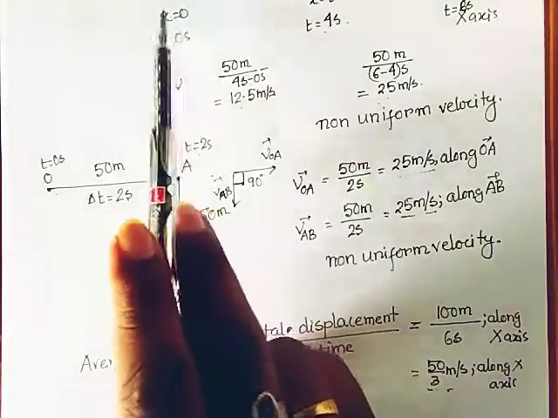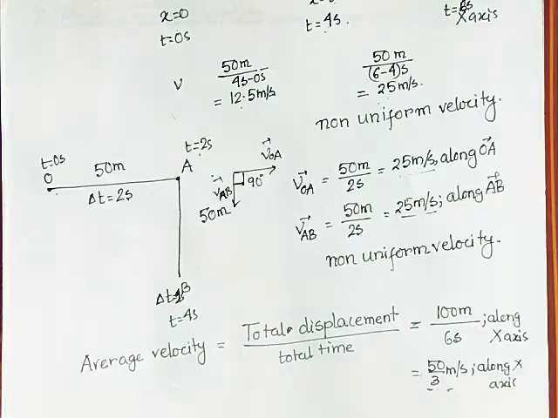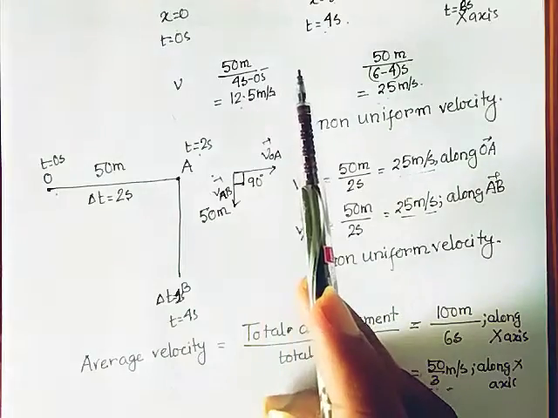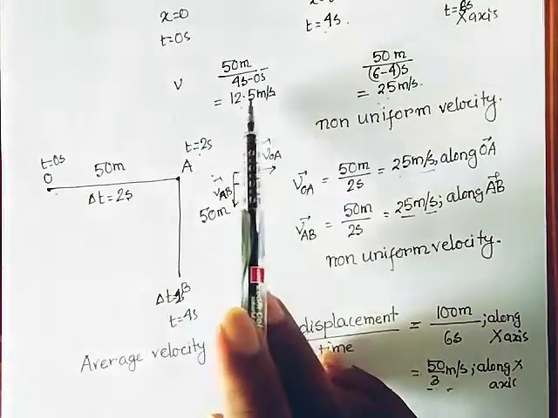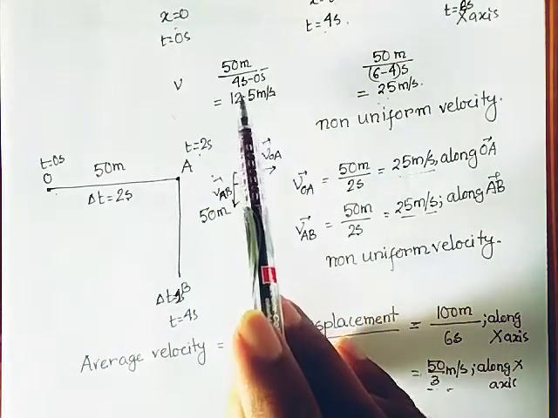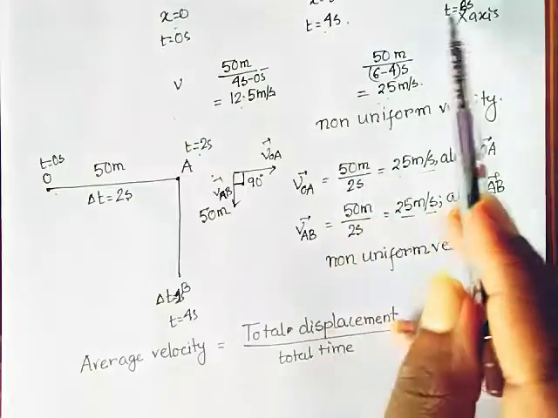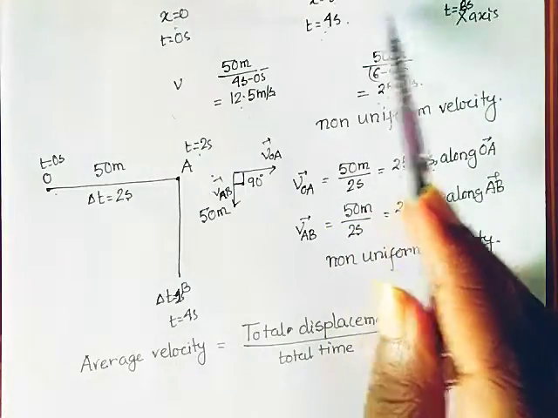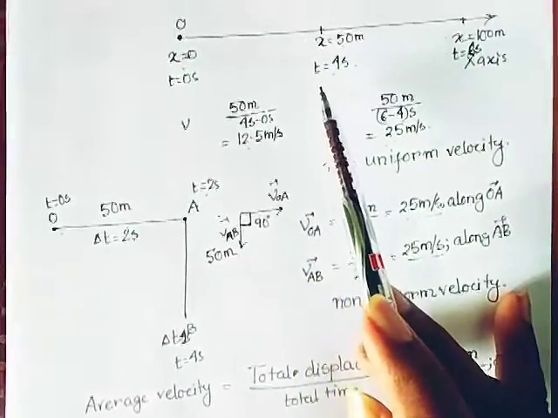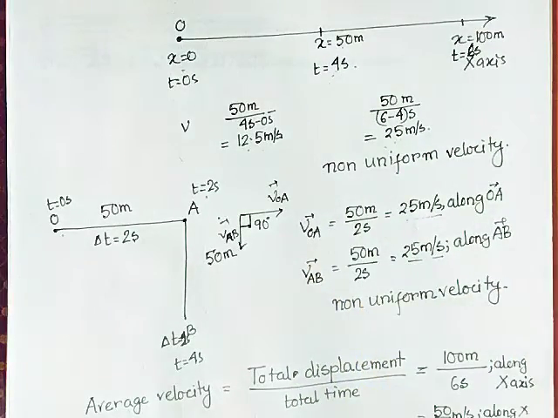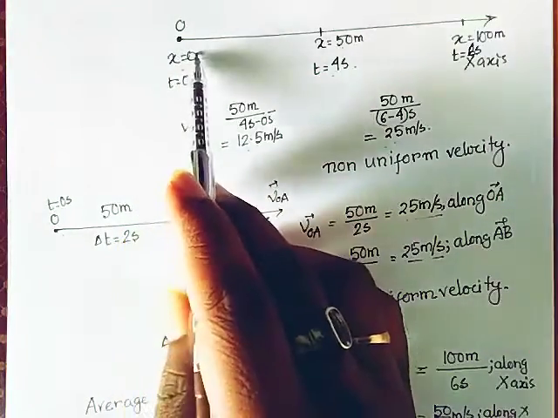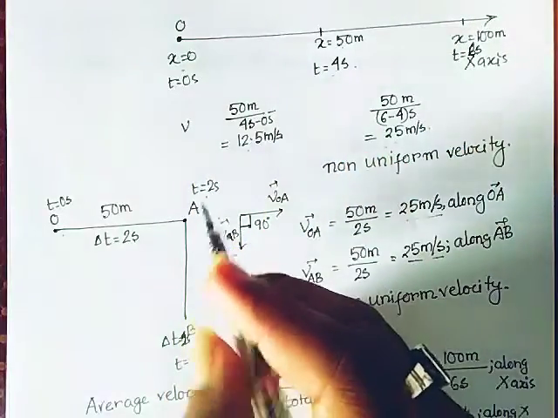If the particle maintains this 50 by 3 meter in 1 second, then it can reach from here to here. But actually the particle does something else. From 0 to 4 seconds the velocity is 12.5 meter per second, it covers 12.5 meter in 1 second, and from 4 seconds to 6 seconds it covers 25 meter in 1 second. The practical scenario is different, but average velocity gives us the value. If it covers with the velocity 50 by 3 meter per second, then after 6 seconds it can cover the 100 meter.